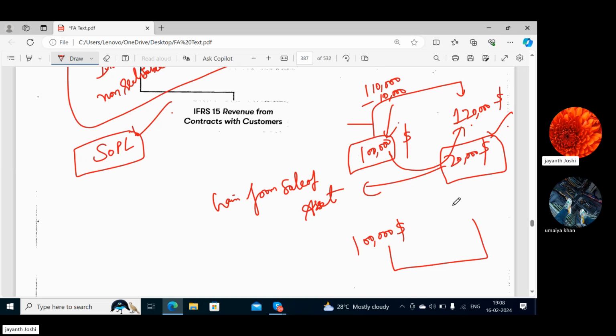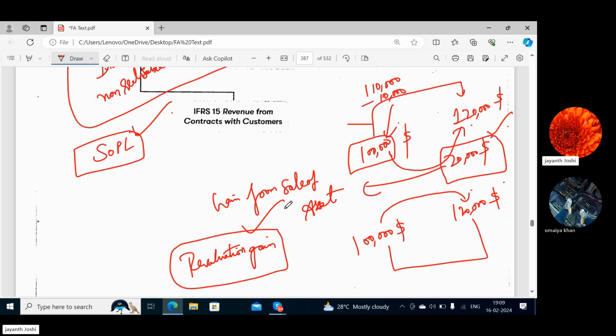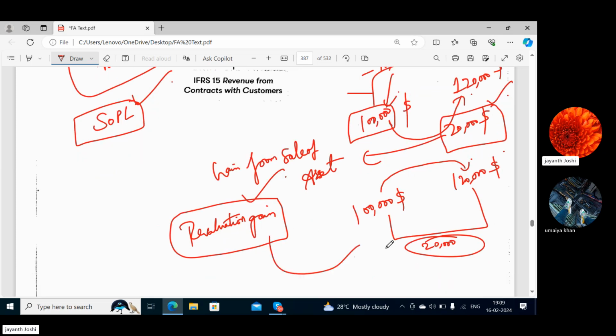But let's say you don't want to sell it, you want to hold it. The asset is now $120,000. You want to just hold it. Now my question to you is, if you want to hold it and you don't want to sell it, you are still gaining from the increase in the value of this asset. The gain you are making from the increase in the value of this asset is called revaluation gain, in simple terms. So revaluation gain is nothing but you are gaining by holding this asset. You don't have the intention to sell it. You just want to hold it for a longer period of time, and from that you are gaining $20,000. So this is called revaluation gain or revaluation surplus.